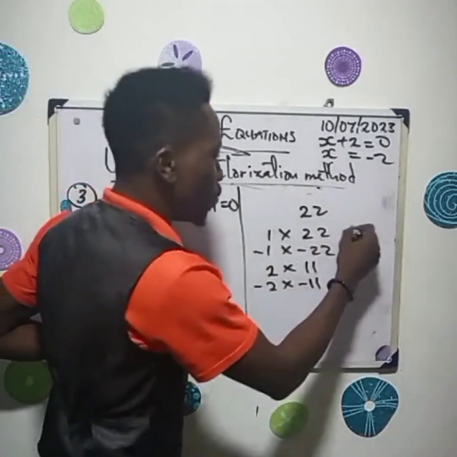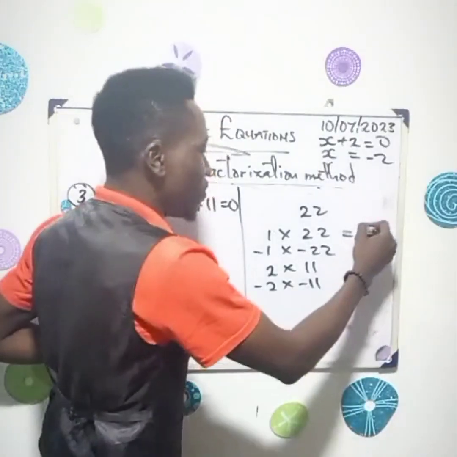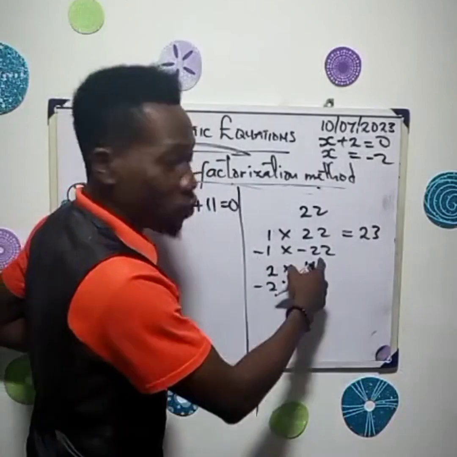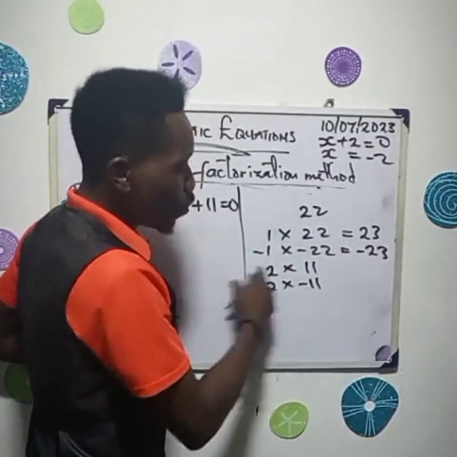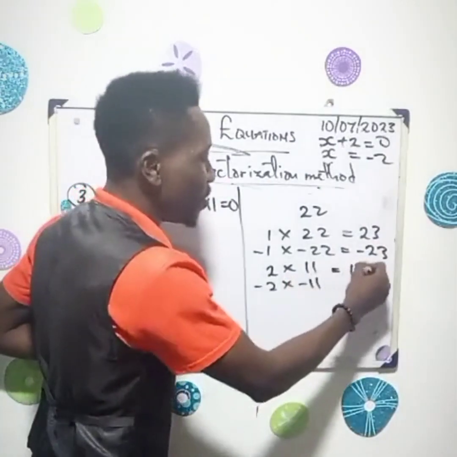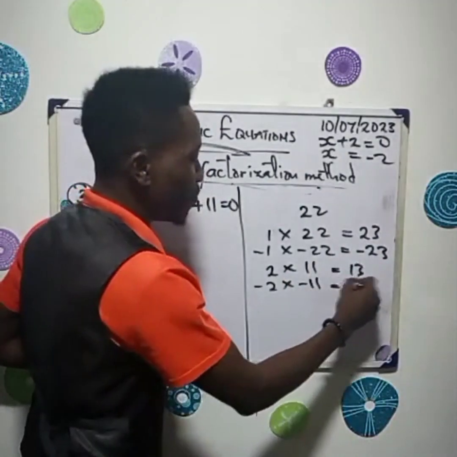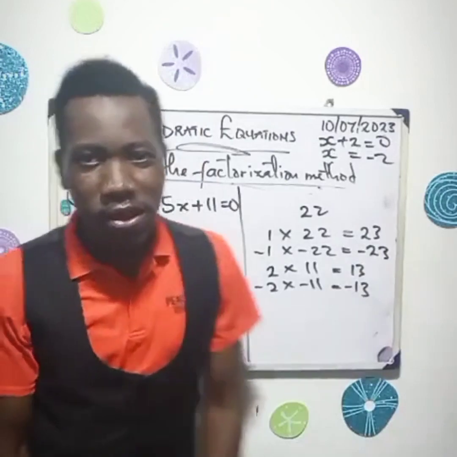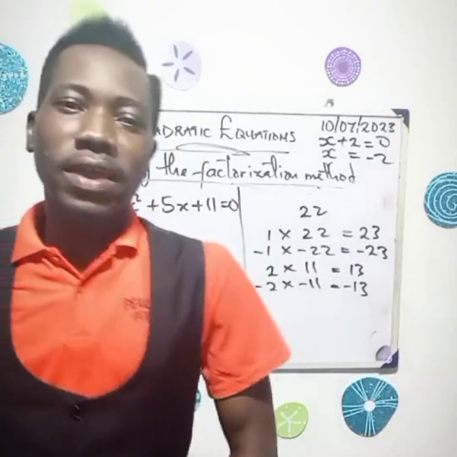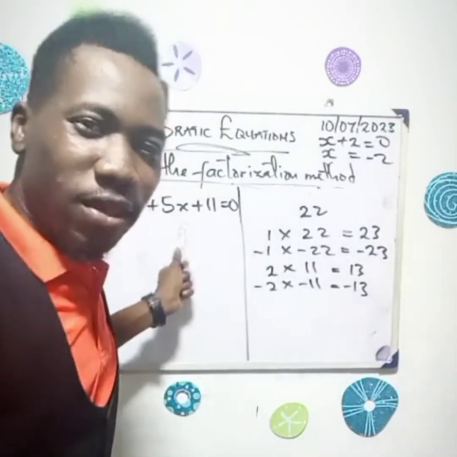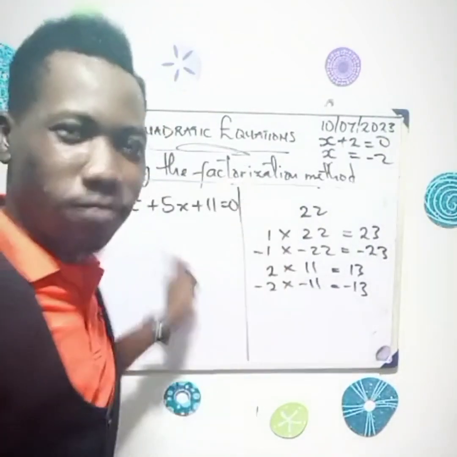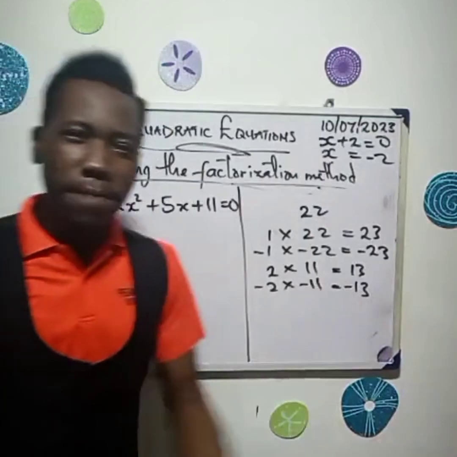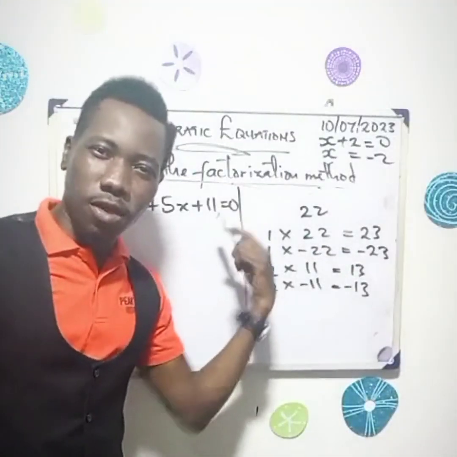1 plus 22 is giving us 23. Minus 1 minus 22 is giving us minus 23. 2 plus 11 is giving us 13. Minus 2 minus 11, oh, none. So what does this mean? It means this kind of equation cannot be easily factorized, so we cannot use this method in solving this. This is where the other methods of solving quadratic equations come in.